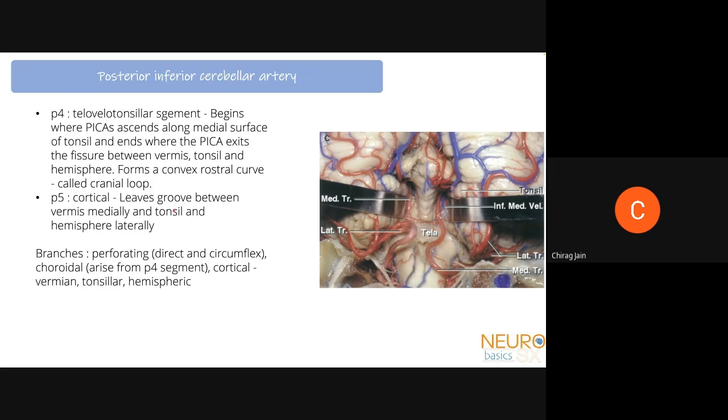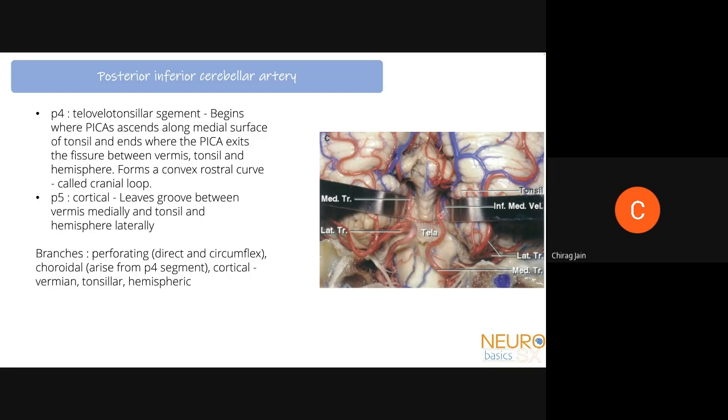The important branches which arise from the PICA are the perforating arteries, which will wrap around the brainstem or directly supply it, forming the dilated circumflex perforating arteries. The choroidal branches arise only from the P4 segment and supply the choroid plexus of the fourth ventricle predominantly. And the cortical branches supply the vermis, the tonsil, and the hemisphere.